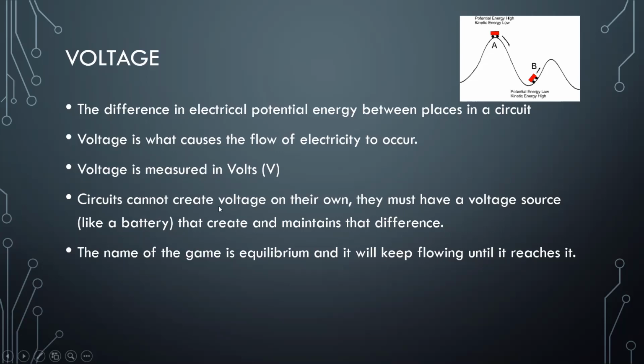So circuits are not creating voltage on their own. You have to have a source. If you think back to the circuit, the source that caused that change in potential energy with that light would be the battery. That battery is making that change in potential energy.